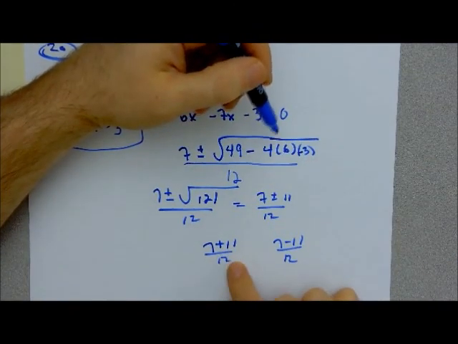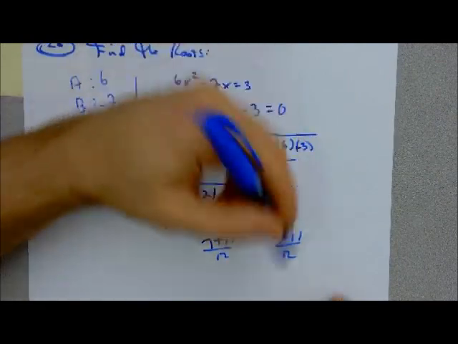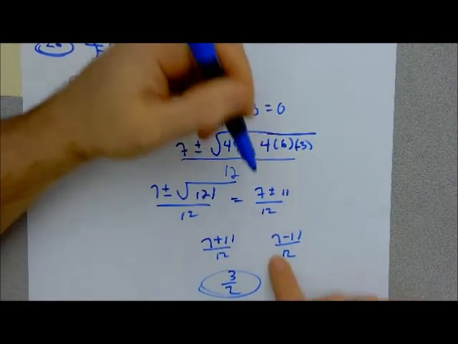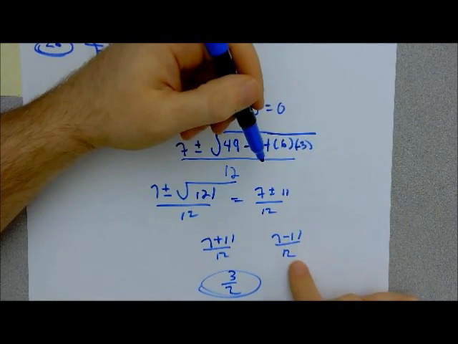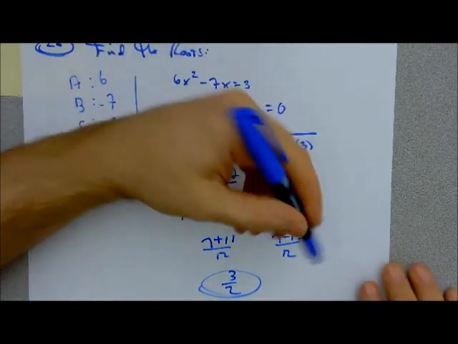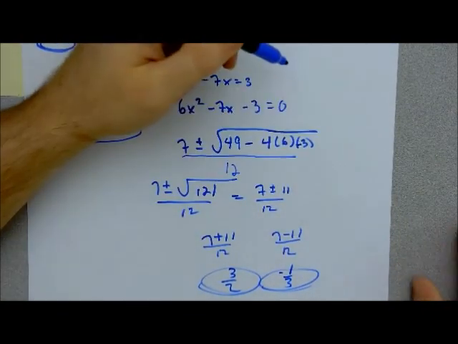7 plus 11 is 18. 18 over 12 is 3 over 2. 7 minus 11 is negative 4. Negative 4 over 12, negative 1/3.